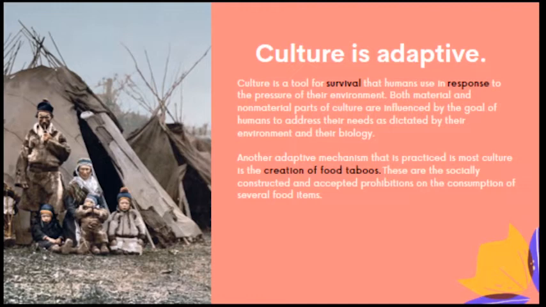Another adaptive mechanism that is practiced in most cultures is the creation of food taboos. These are the socially constructed and accepted prohibitions on the consumption of several food items. Kagaya ng mga Muslim, bawal sila kumain ng baboy. Kaya ang pwede nilang kainin ay cattle or beef or other primary source of meat. In India, cows naman ang hindi nila kinakain.